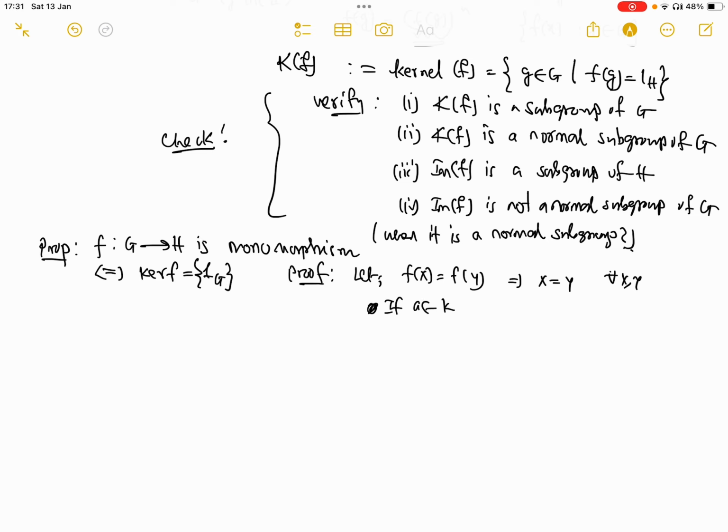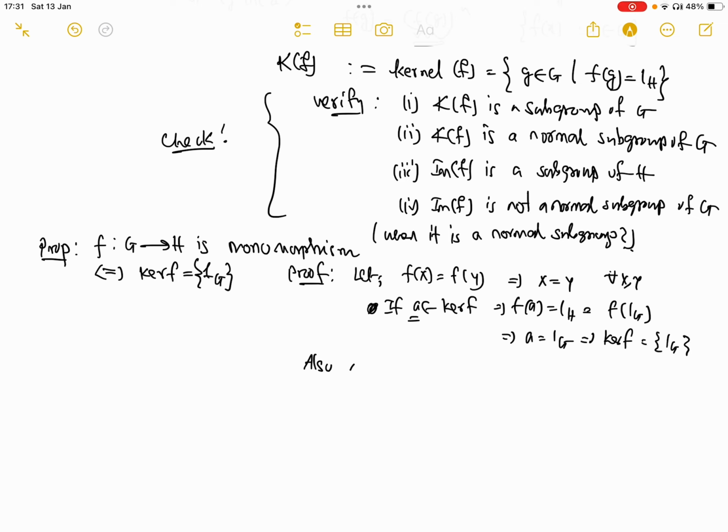If a is in the kernel, then f of a is the identity of H, but that is again f of the identity of G. And because f is injective, you get a is the identity. So because a was arbitrary, the kernel is precisely the identity.